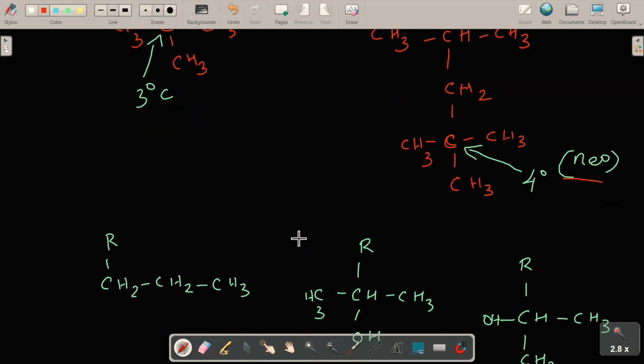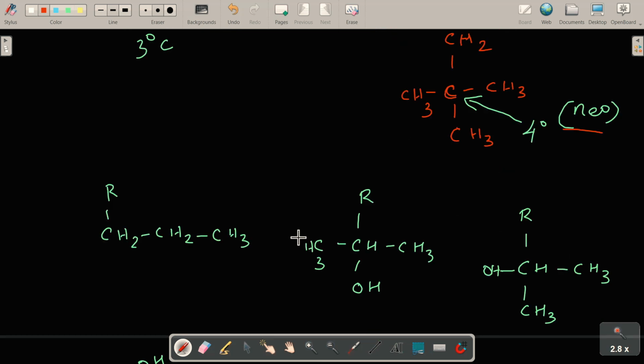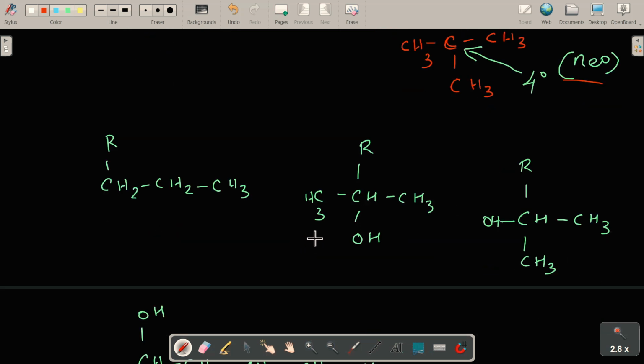Now, we will see how to use the prefixes in common names. Here I have taken a propyl group and this R group can be any alkane or alkene or any compound. And the substituent is CH2, CH2, CH3. This is nothing but a propyl group.